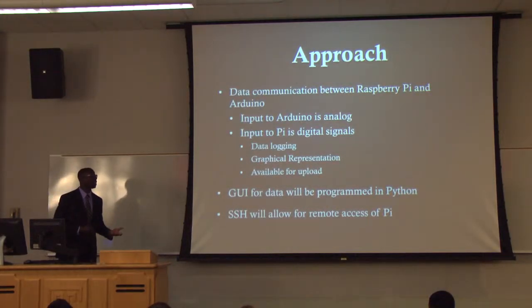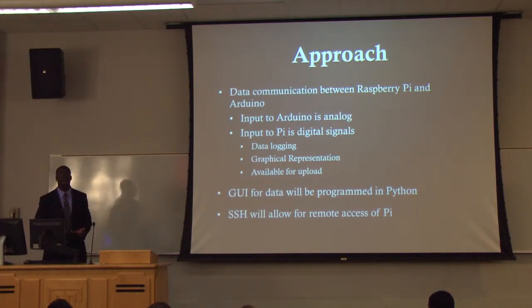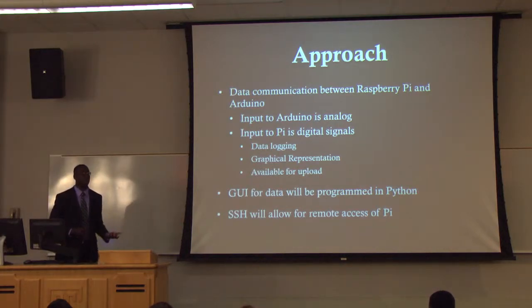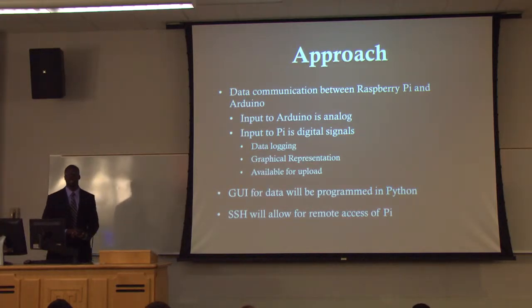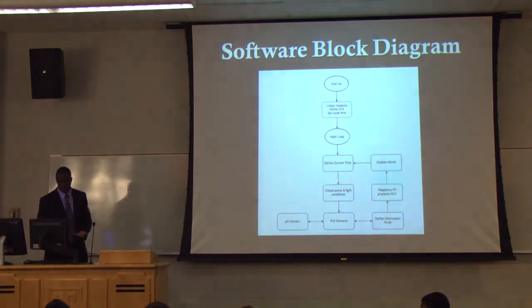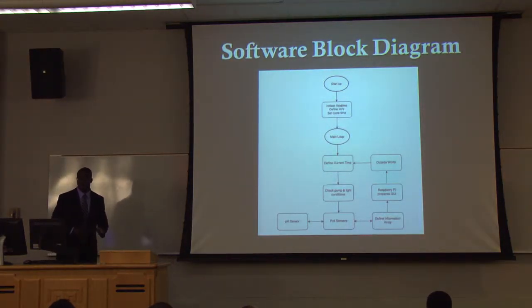And now for our data, the input to the Arduino is analog. So like the analog voltages we'll be getting from the TMP36, from the pH sensor, all the voltages will be going into the Arduino. All that information will be converted into digital signals going to the Raspberry Pi and getting ready for graphical representation to be put online. The Raspberry Pi will also save all of our information and put all the data online for us to read. So this is basically our software block diagram of how the software will work.